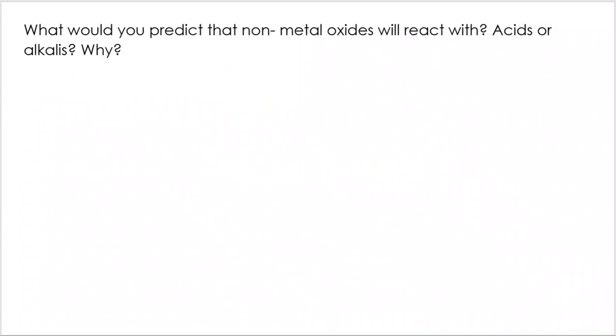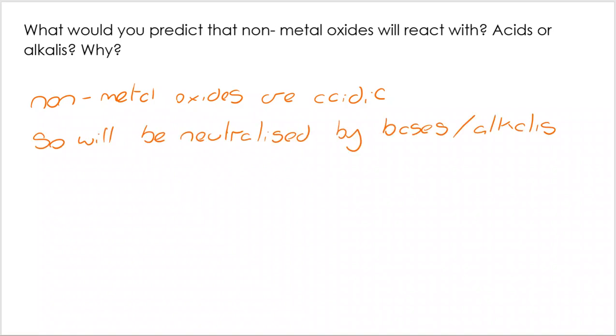So what would you predict that non-metal oxides would react with? Acids or alkalis or bases, and why? Again, non-metal oxides are acidic. We spoke about both of these in the previous video, but remember, sulfur dioxide is acidic. It causes acid rain. That's your start point to remember everything else around it if you're trying to find ways to simplify and group together information. If it's acidic, that means it will be neutralized by alkalis.